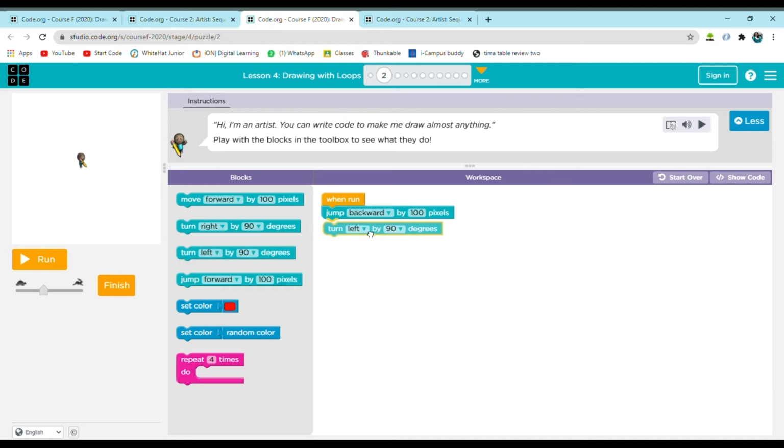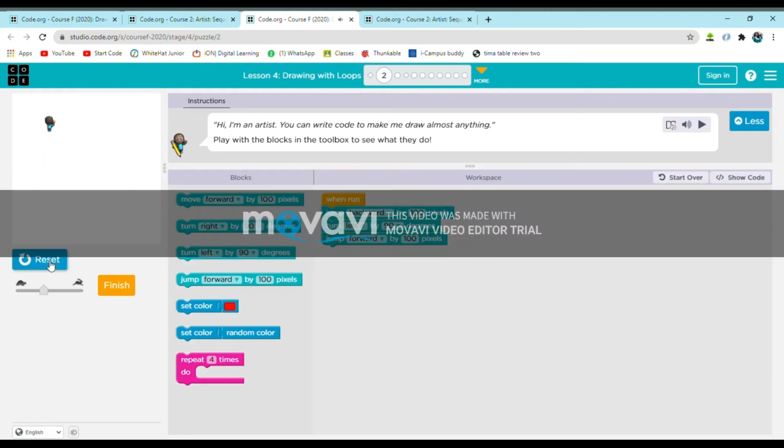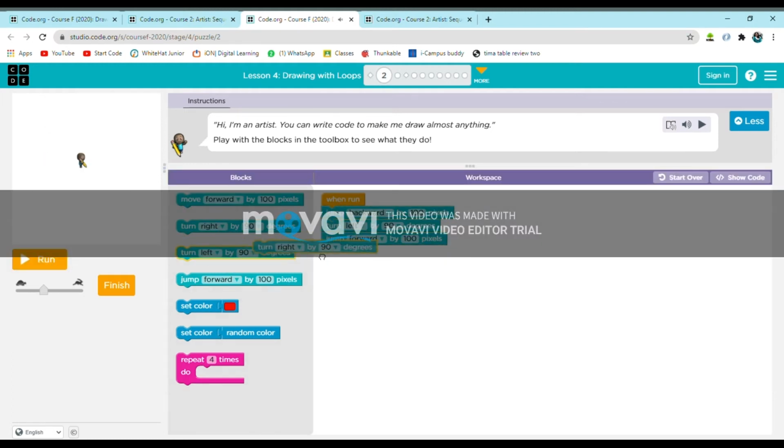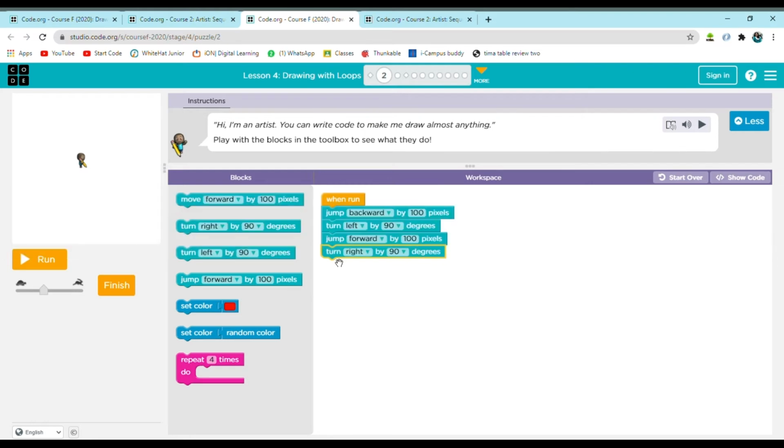Then turn left by 90, jump forward by 100. Let us see where it is. It's here now. Turn right by 90. You can draw your favorite letter. I will draw the letter K.